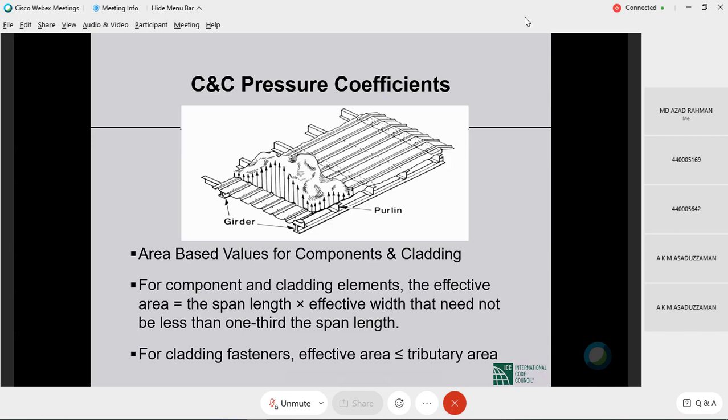Components and cladding receive wind directly. So they are loaded directly by the wind. Components and cladding are loaded directly by the wind. Main wind force resisting system derives its loading from components and cladding. It's not direct loading.